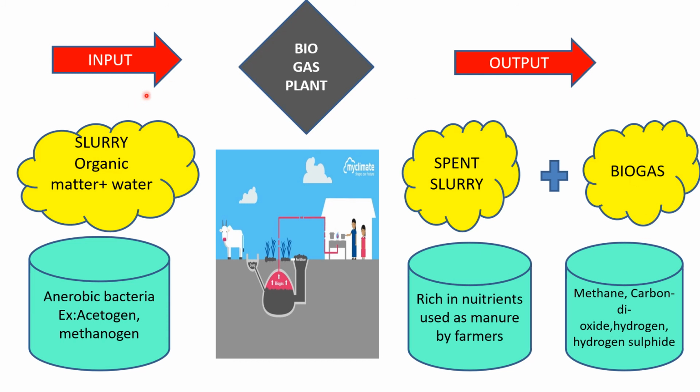So from biomass you are getting biogas. Biogas is a mixture of 4 gases: methane, carbon dioxide, hydrogen and hydrogen sulfide. Sorry, hydrogen sulfide. I hope you'll remember it.